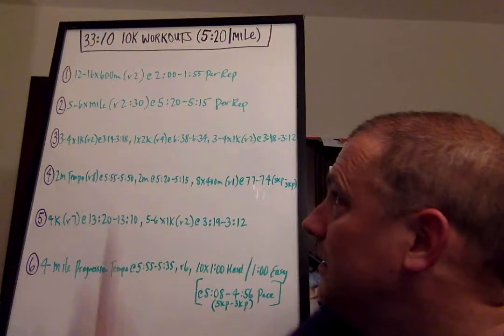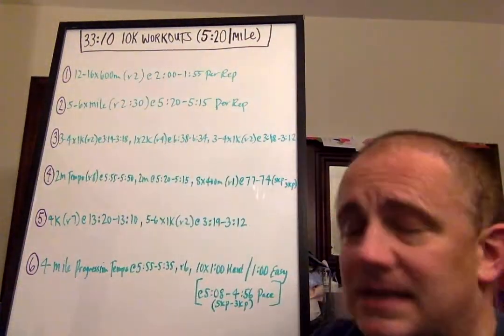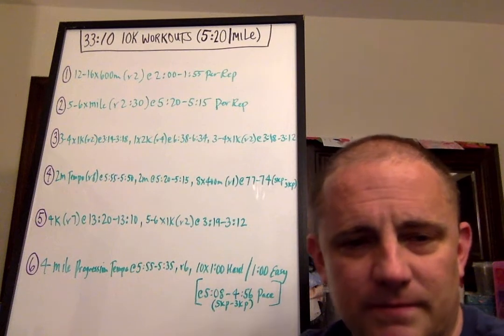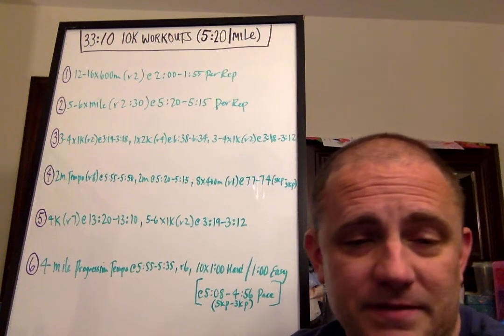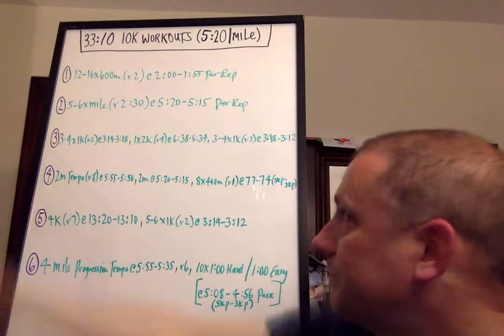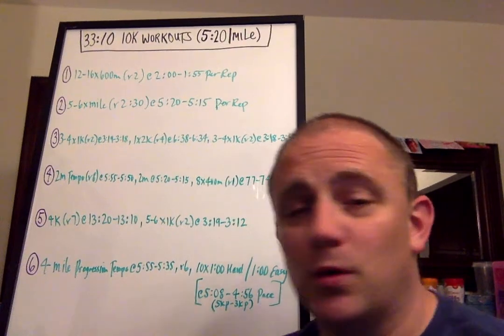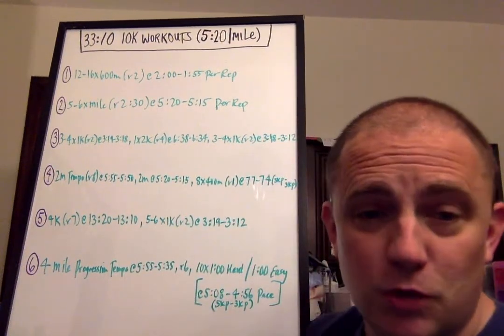Okay, 5:20 per mile is 33:10 for 10K, or about 26:40 for 5 miles, 8K, and it's a big milestone. It's a big number, and I think these workouts are definitely going to be instrumental in helping you get there, or maybe getting you to think a little bit differently as a coach or an athlete.